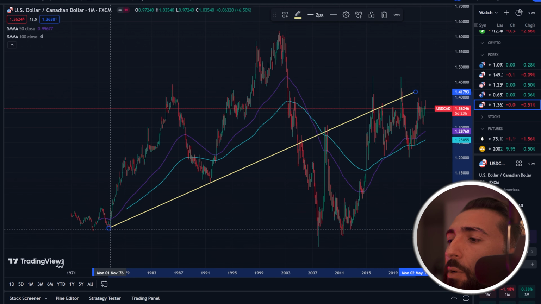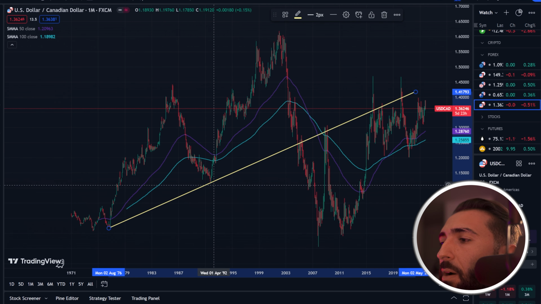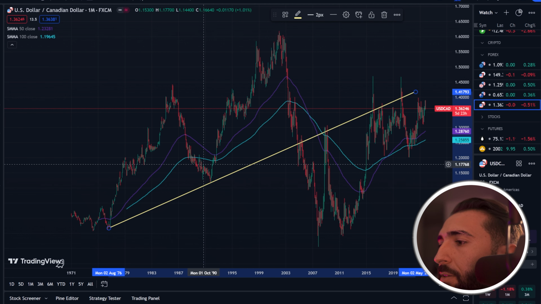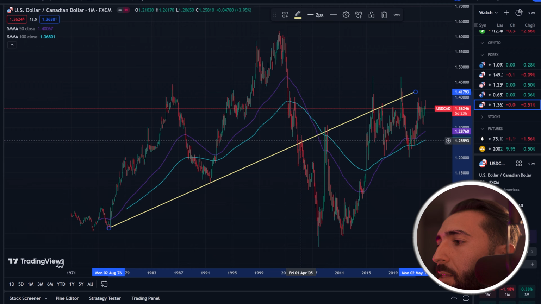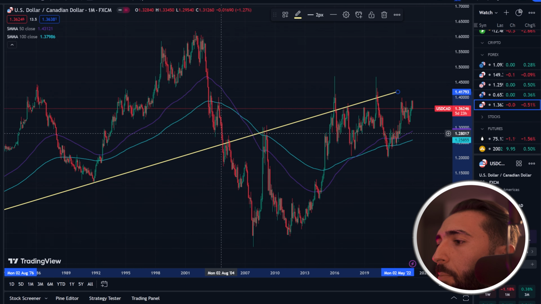With uptrends, you always want price obviously to be above the line, and with downtrends, you want price to be below the line. So here's the swing high, and then here is another perfect example of a break, comes down with the retest.